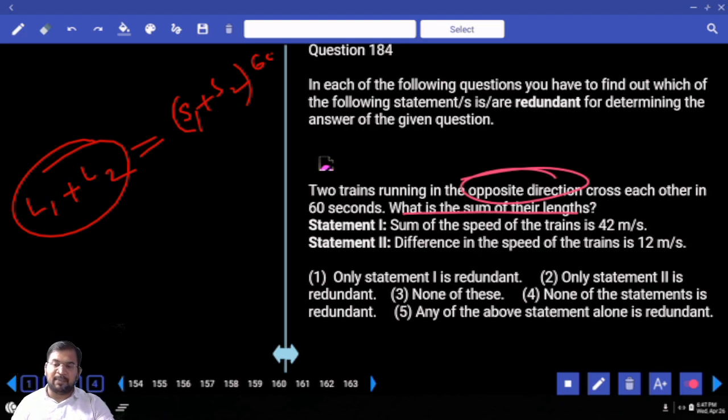And now see the first statement. Sum of the speeds of the trains is 42. Yes, by using statement 1 it is possible. Now check statement 2 separately. Difference between the speeds of the trains is 12.